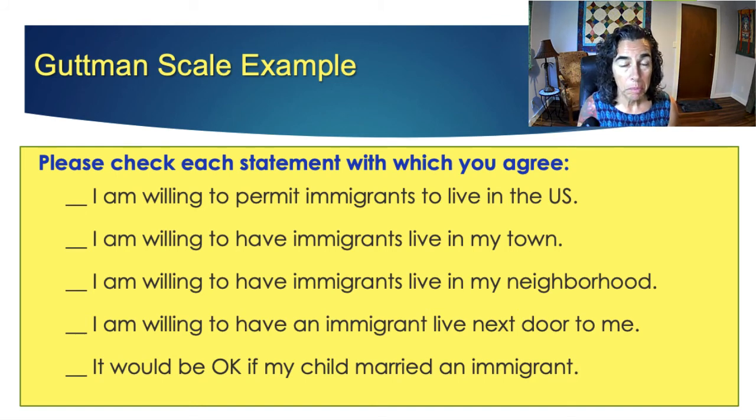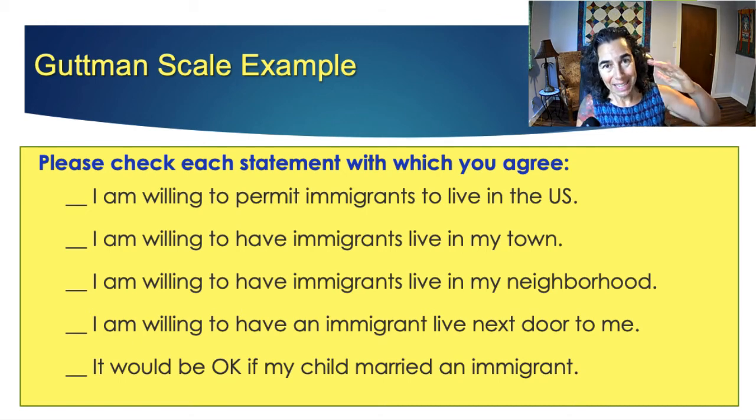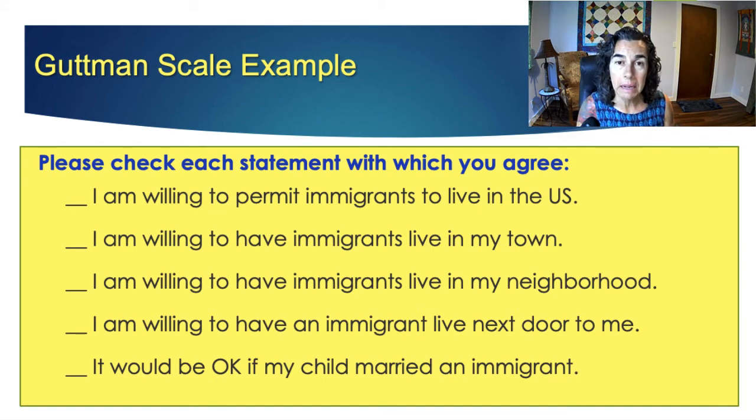I am willing to permit immigrants to live in the U.S., live in my town, live in my neighborhood, live next door to me. It would be okay if my child married an immigrant. So notice that the intensity, right, that I just talked about of the questions or statements is getting increasingly higher. And it's a different kind of scale because you're not just circling one answer. You're checking as many as appropriate.